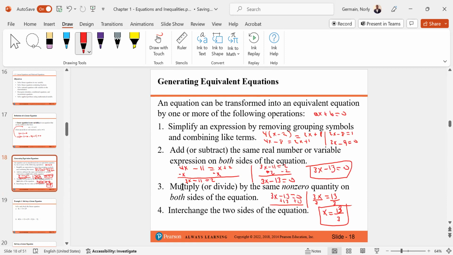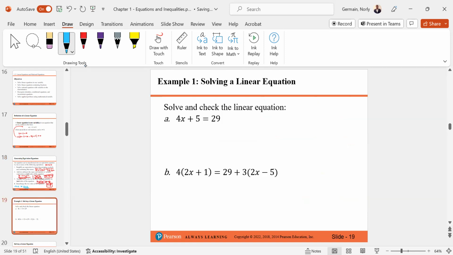Some very few examples to happen. But sometimes you can interchange. Remember, if you have negative 2 equal x, it's the same thing as saying x equal negative 2. It doesn't matter on which side you have the variable. So you pay attention to the equality sign.